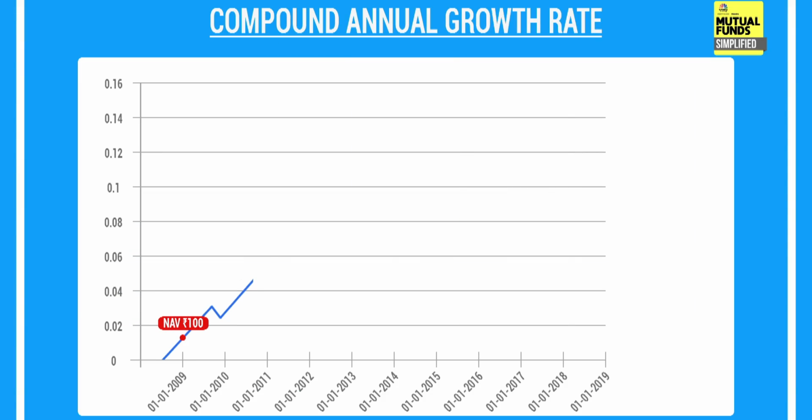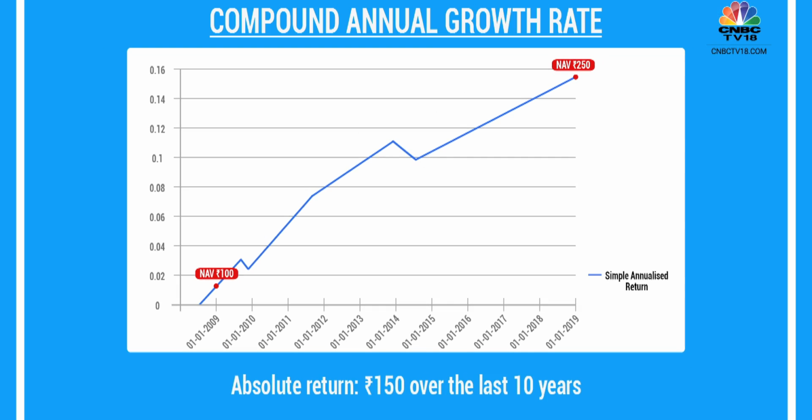Let's say you want to invest in a fund and its performance over the last 10 years is somewhat like this graph. As you can see, there are highs and lows the fund has experienced over the years, and its NAV has gone from 100 rupees to 250. That's 150% total gain or absolute return over the last 10 years. So here the simple annualized rate is nothing but 250 minus 100 divided by 10, which is 15%.